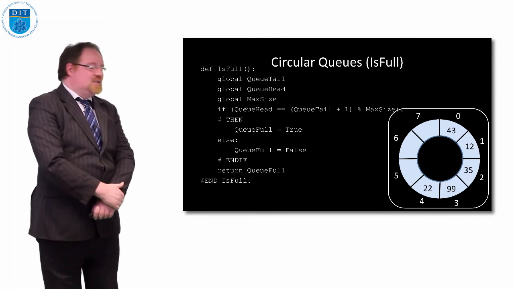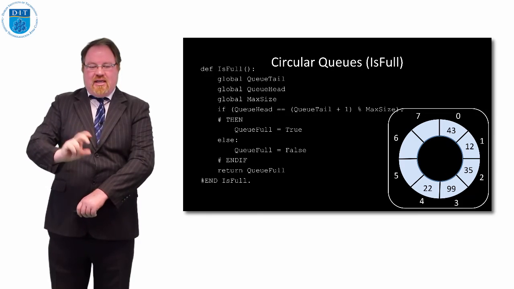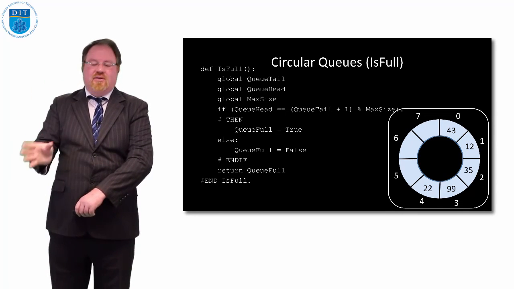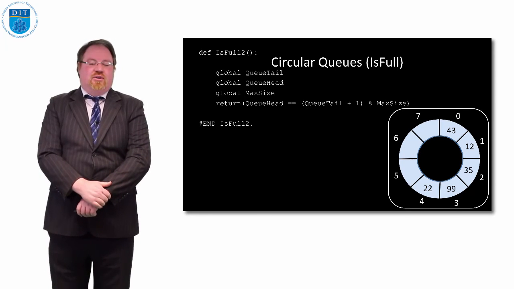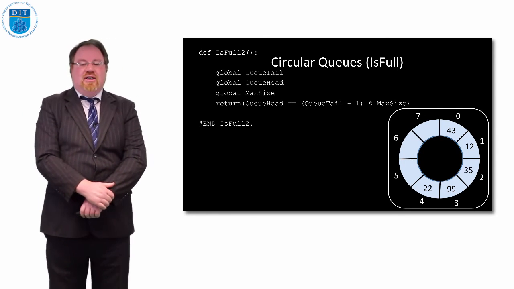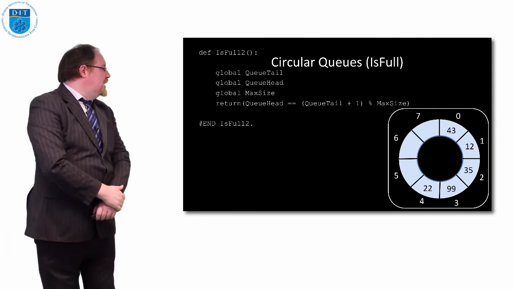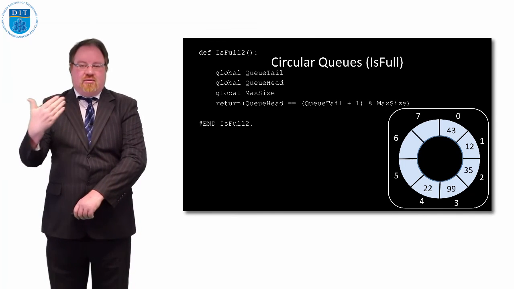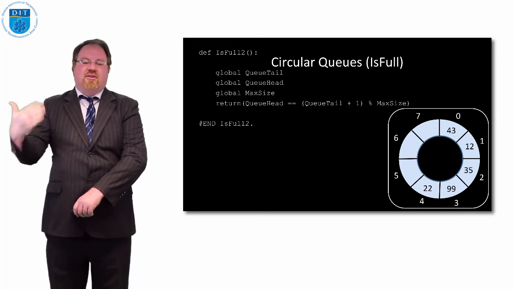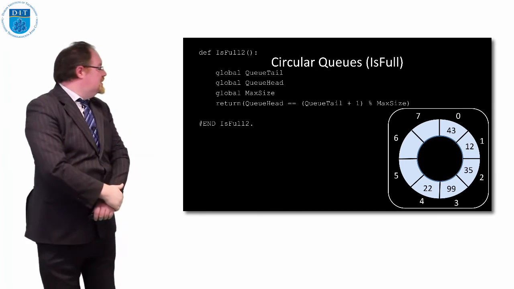If the queue head is equal to the queue tail plus 1, it's full. Otherwise, it's not. And we can do that either one of 2 ways, either by having a Boolean or just returning QHead equals (QTail + 1) modulo max size. And again, it's worth noting that we use global to tell all the other methods in Python that these variables are in use in this method.